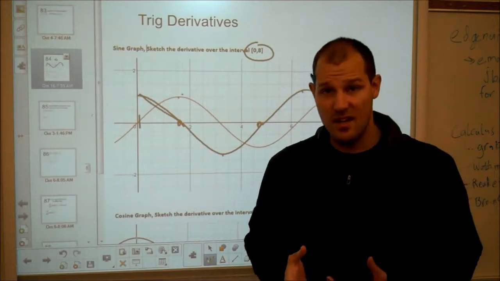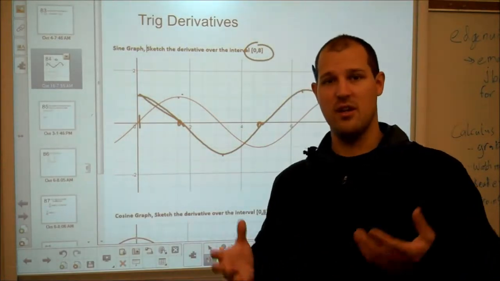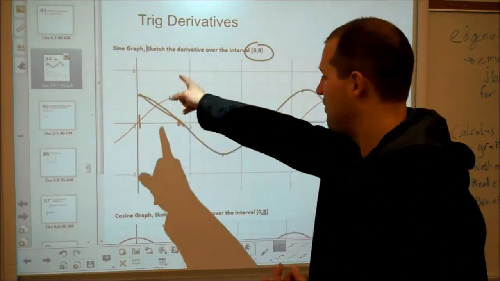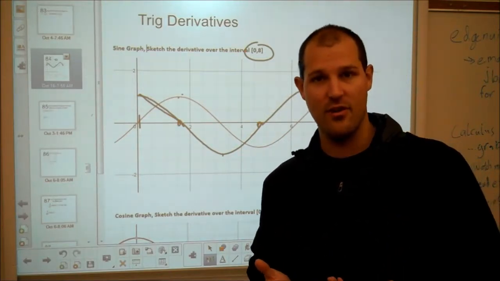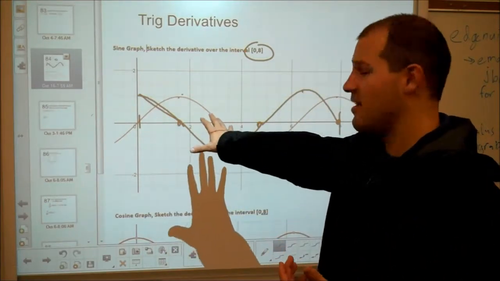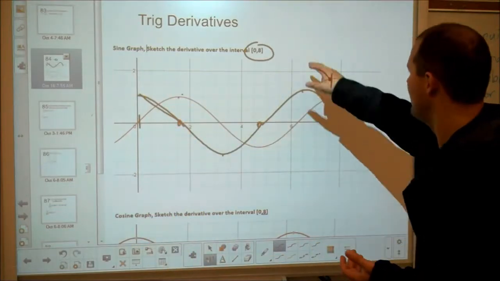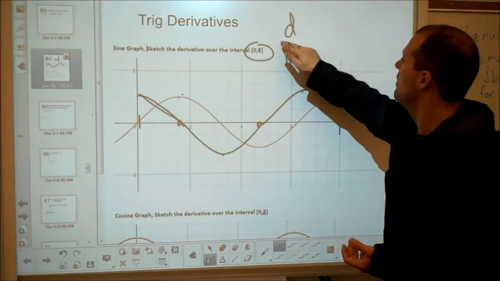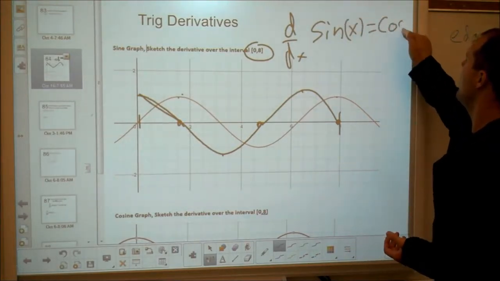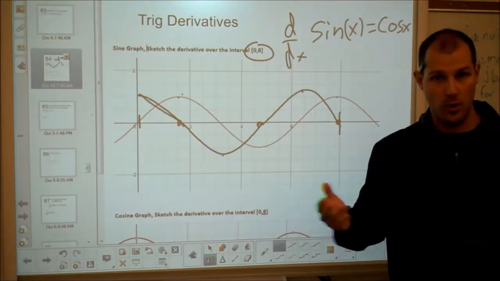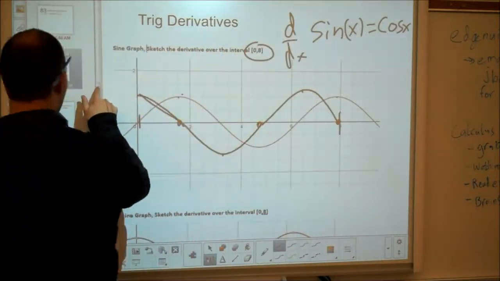Now again, you may need to pause the video to think about this question, because what is the equation of that derivative graph? Remember, what we're trying to do is figure out what is the derivative of sine. So take a look. That's a cosine graph. So what that tells us is the derivative of sine is cosine.